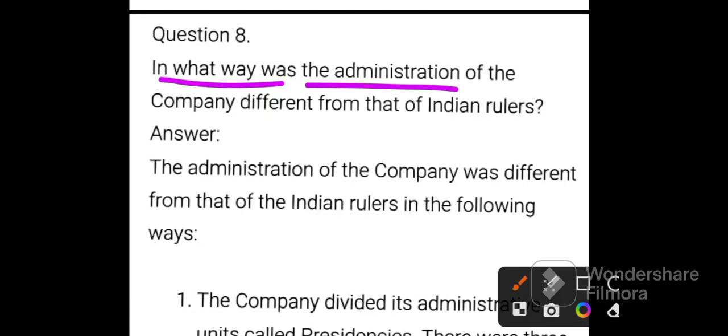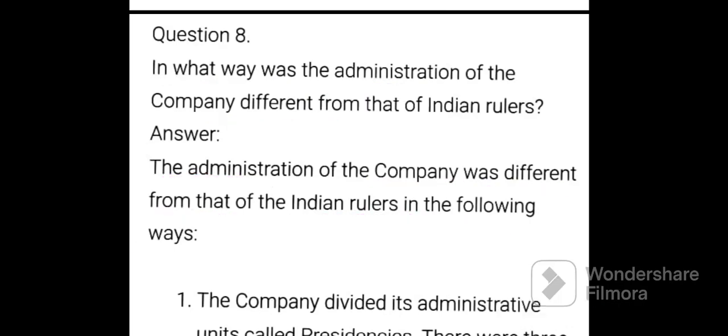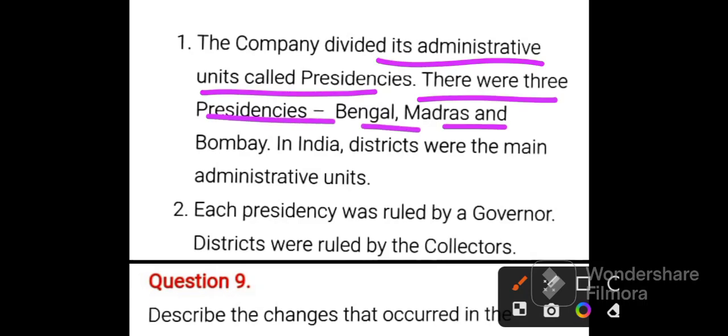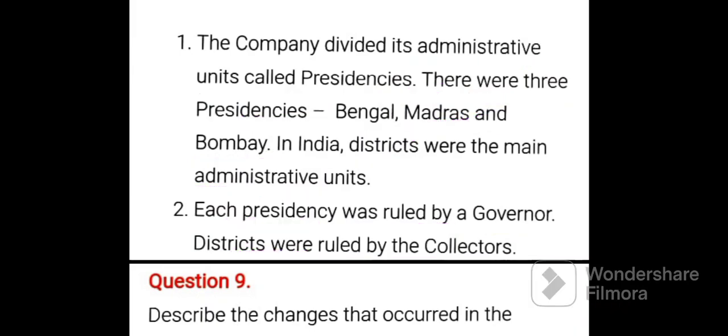Question 8. In what way was the administration of the company different from that of the Indian rulers? The administration of the company was different from that of the Indian rulers in the following ways. First, the company divided its territory into administrative units called presidencies. There were three presidencies: Bengal, Madras, and Bombay. In India, districts were the main administrative unit. Each presidency was ruled by a governor. Districts were ruled by the collectors.